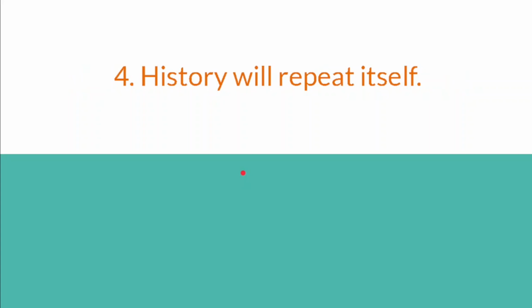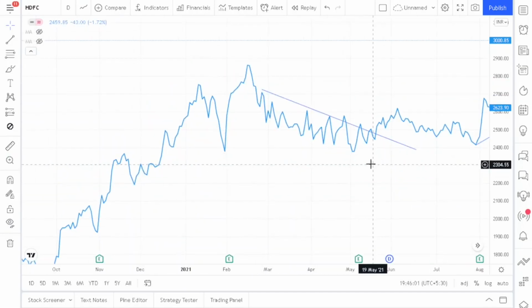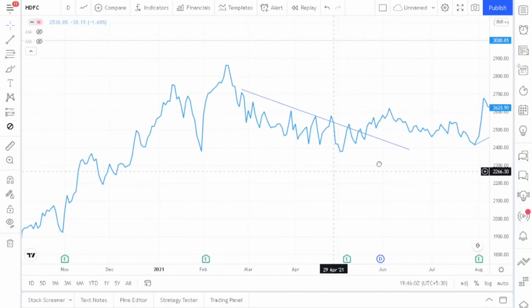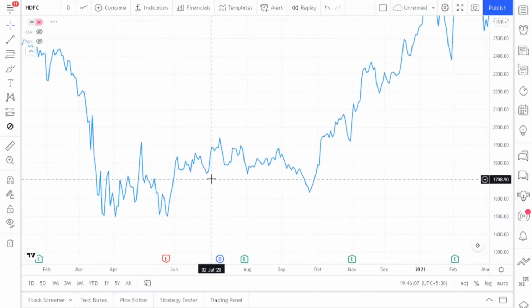And the fourth assumption is history will repeat itself. Now what do I mean by that? History will repeat itself. Let me show you in the charts. So if we go to the charts, and if we try to figure out where the support level is, where the resistance level is, let me draw some support and resistance levels to tell you what I mean by that.